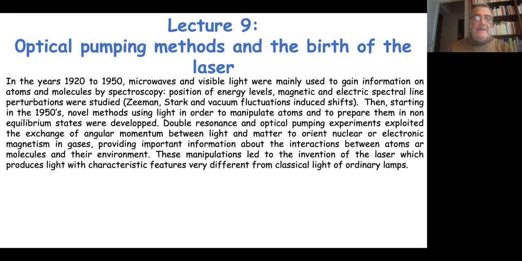Then, starting in the 1950s, novel methods were developed not only to investigate atoms spectroscopically, but to manipulate the atoms, to modify their properties, and to prepare them in non-equilibrium states. The first of these methods was called double resonance, and the next one was optical pumping. These experiments exploit the exchange of angular momentum between light and matter in order to orient nuclei and electronic magnetism in gases, providing very important information about the interaction between atoms and their environment. And these experiments led to the invention of the laser, which produces light with very characteristic features, very different from classical light.